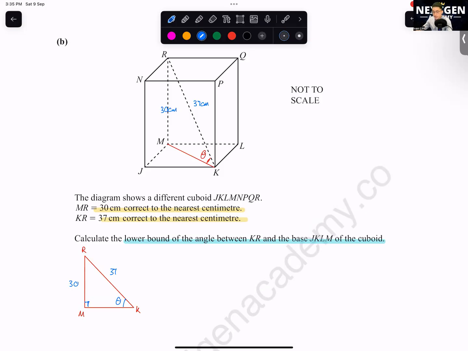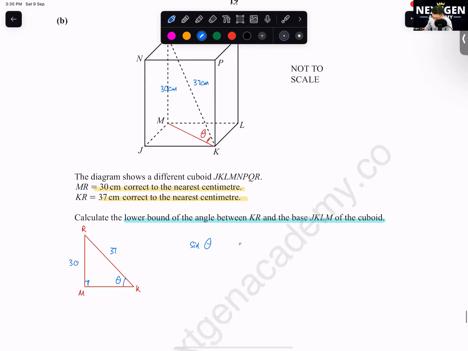Okay, but if you want to find the lower bound of it, okay, you see here, sine theta will be equals to MR over KR. Okay, but you want to find the lower bound of this, right? So this one will be lower bound over upper bound. Okay, you have to know how to position it like this first. Remember, when it's divide that time, I want to get lower bound means small divided by big.